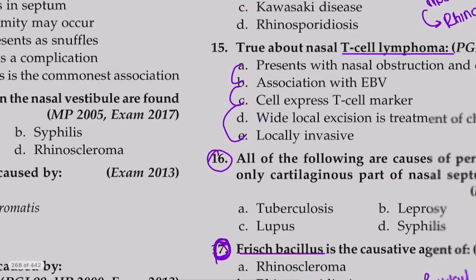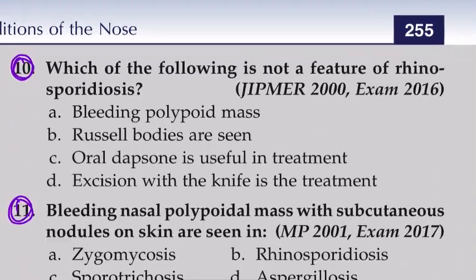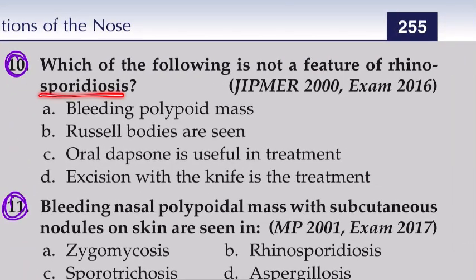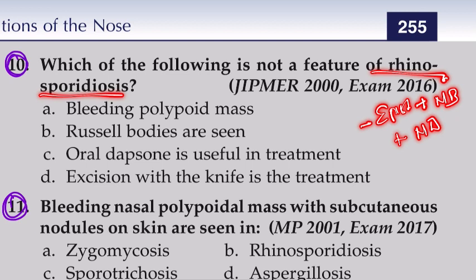Now moving further, that is question number 10. Which of the following is not a feature of rhinosporidiosis? Talking about rhinosporidiosis, what are the common features? There will be epistaxis, nose block, and nasal discharge. There will be a nasal mass, papillomatous, polypoid, granular, bleeding on touch, pedunculated. White dots will be there, which provide a strawberry appearance, right?